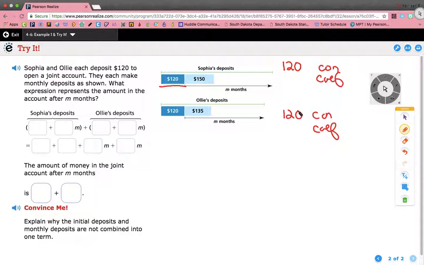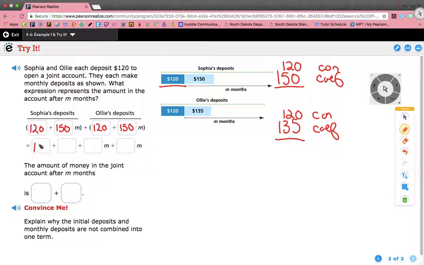If you have to say something per something, that gives you the hint that that's going to be your coefficient. So the coefficient for Sophia is 150. The coefficient for Ollie is 135. He deposits $135 per month. So we can take these numbers and put them in on these equations over here. So our constant was 120 and our coefficient was 150. Okay, here's where they use the associative and the commutative property to group the like terms.